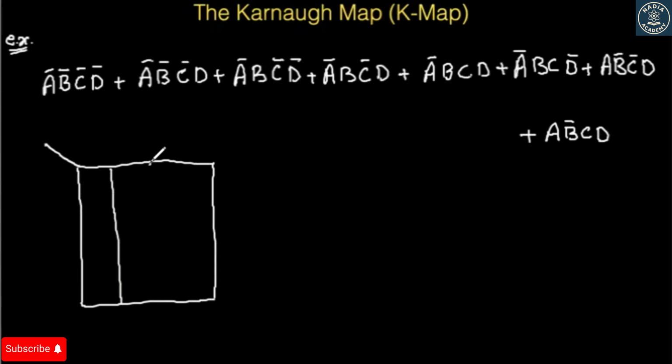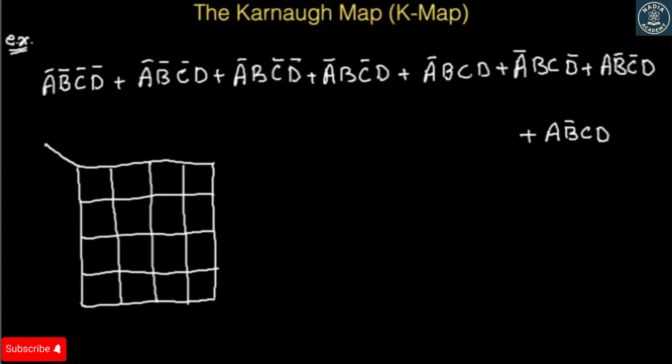So 1, 2, 4. Similarly, 1, 2, 4. So now let's write the values A, B, C, D: 0, 0, 0, 1, 1, 1, 1, 0. So remember always this sequence.